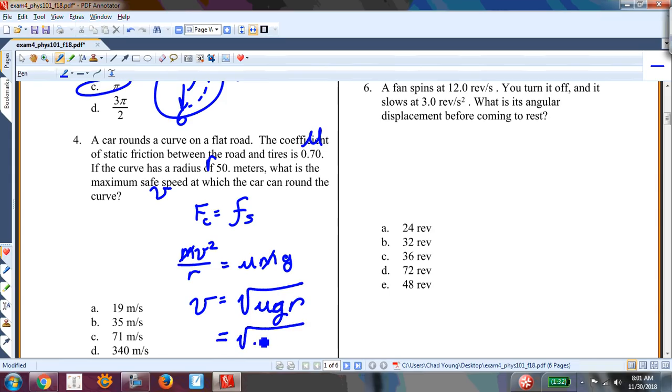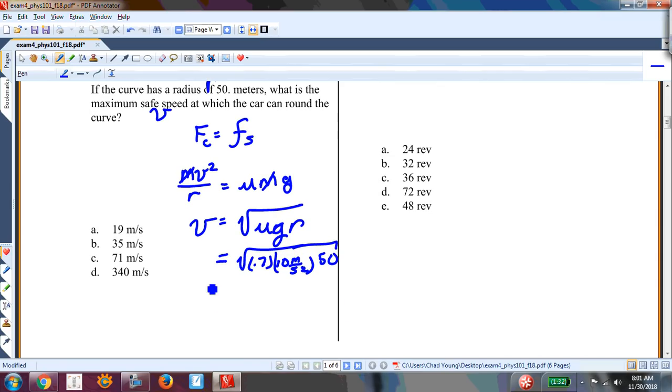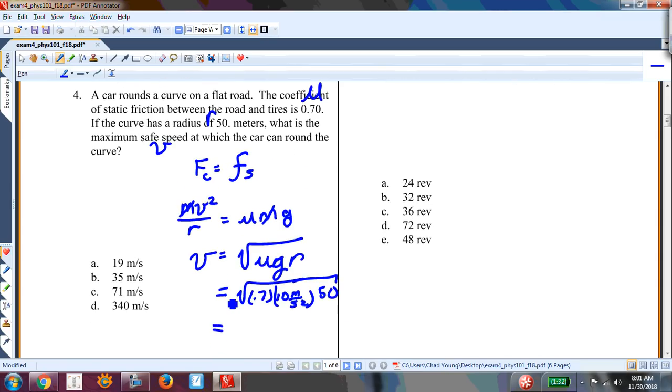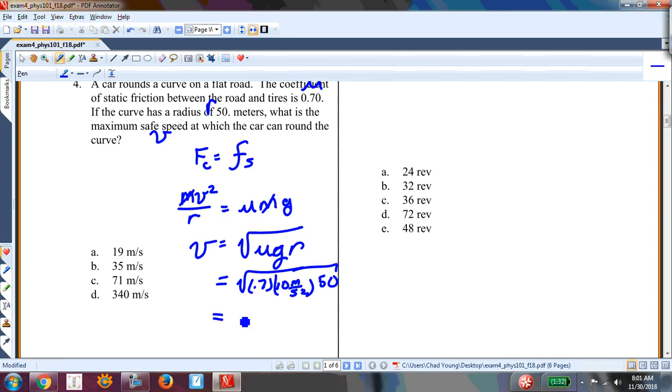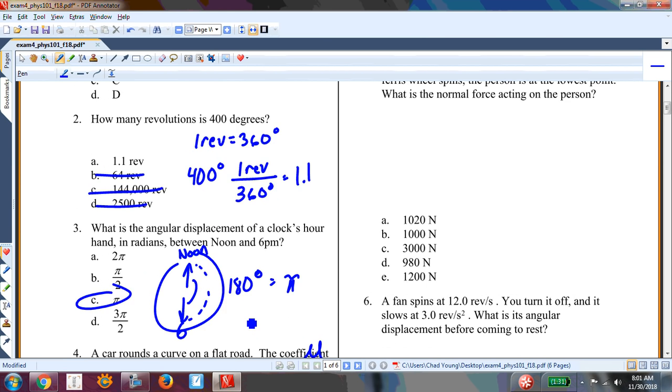That's the square root of 0.710, and the radius, which was 50, that's equal to 19 meters per second. Yeah, 18.7 or 19 meters per second.